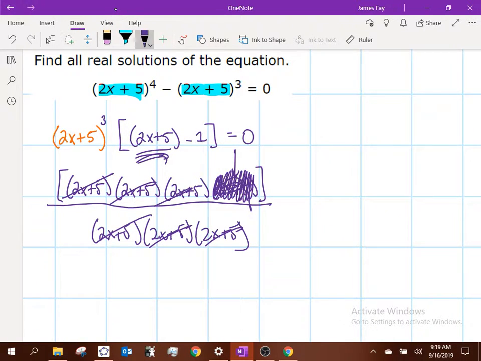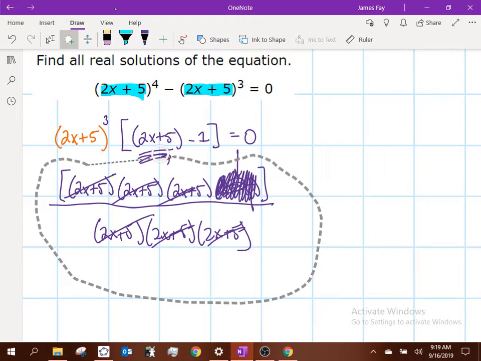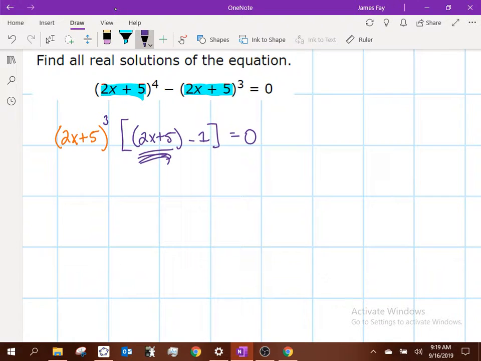I don't know why. Let's do it this way. Okay. So at this stage here, you can rewrite this, obviously, as 2x plus 5 to the 3rd times, this is going to turn into 2x plus 4, doesn't it? Order of operations and the associative property allows me to associate those two and combine like terms. So then I get 0.